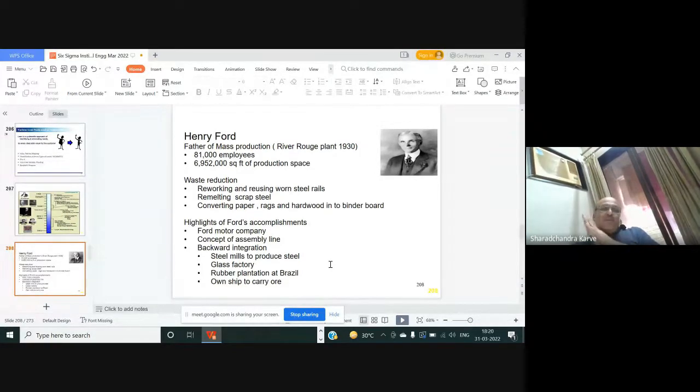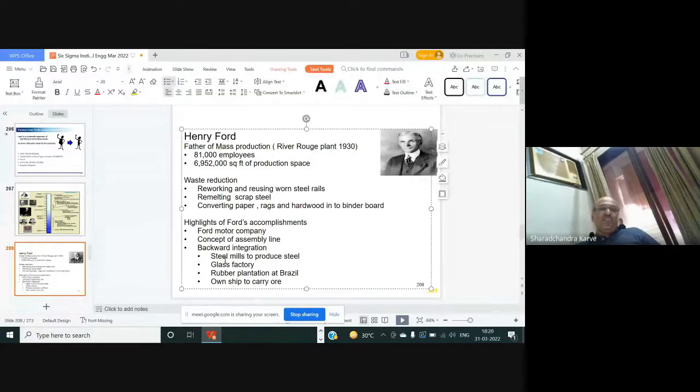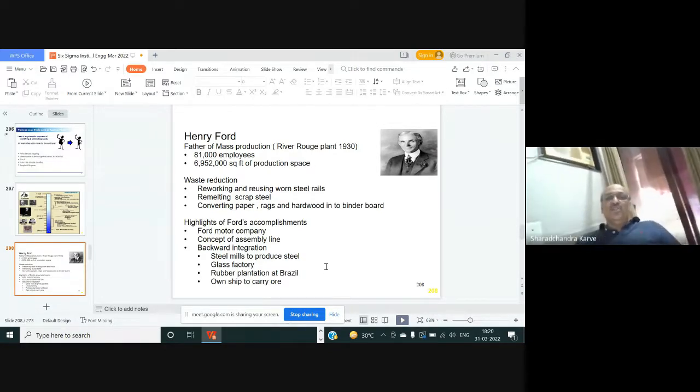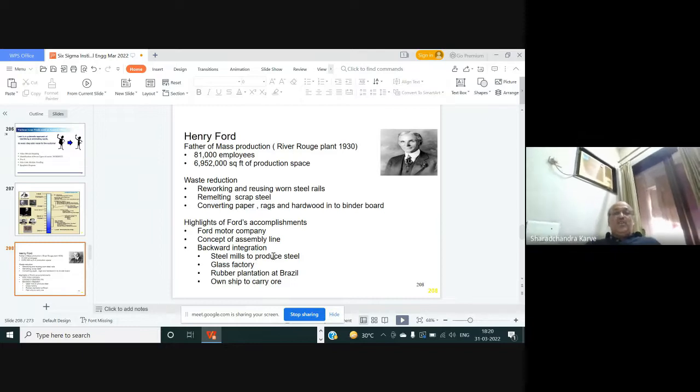While going through a backward integration, he also set up steel mills to produce steel, then a glass factory, then also a rubber plantation in Brazil to get the rubber for their car manufacturing, and also owned their ships to carry the ore from various ores to a factory like that. So this is how he introduced backward integration for the first time in the world.